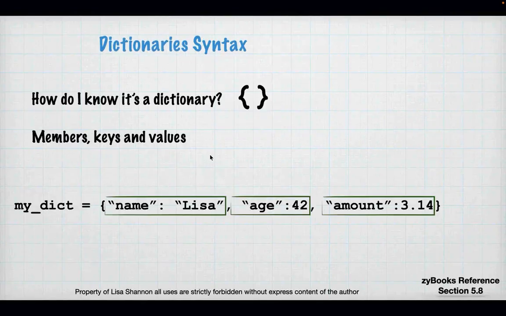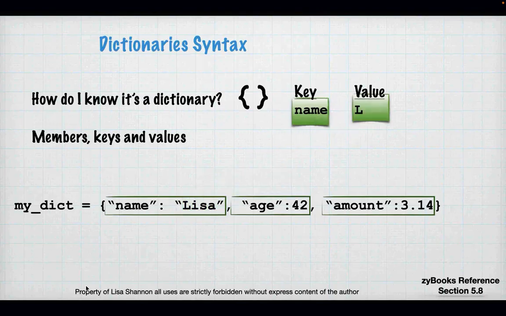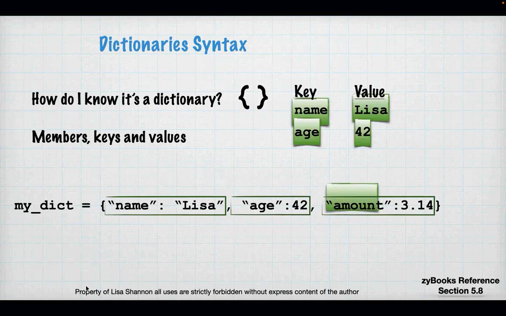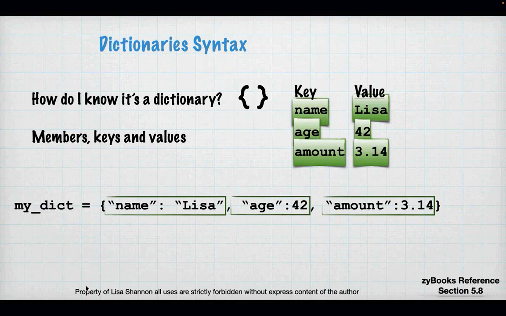Okay, dictionaries, associative containers. So how does Python know it's a dictionary? Because it has curly braces, a left open curly brace and a right closed curly brace. And it also has keys and values. If I have a variable called myDict and I say equal, I'm going to have key value pairs. Name is a key and the value is Lisa. Age is a key and the value is 42. Amount is a key and the value is 3.14. So you can have pretty much anything in the keys and anything in the values, including another dictionary.